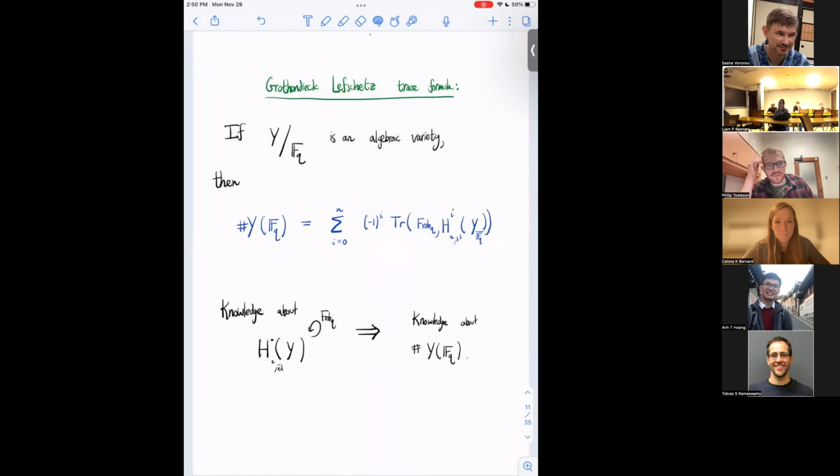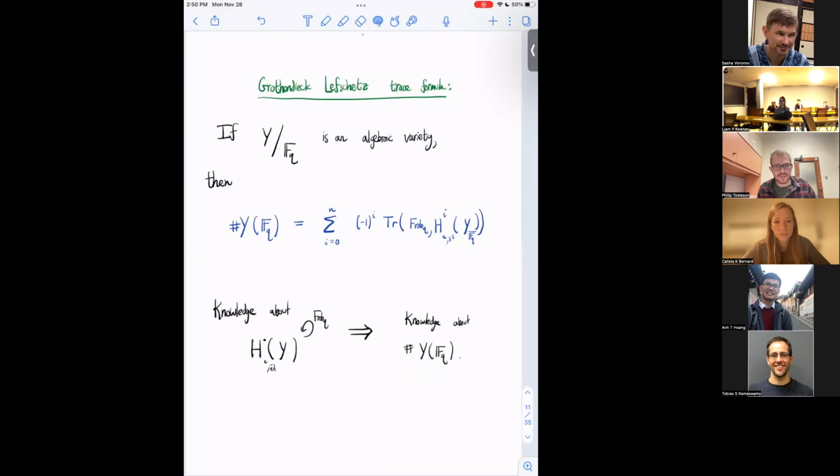One reason this is an interesting question is that if you have an algebraic variety, then its cohomology groups are closely related to the point count. If you have some projective variety and you're looking at the number of F_q points of it, then if you know its cohomology, you can say something about the number of F_q points using the Grothendieck-Lefschetz trace formula.